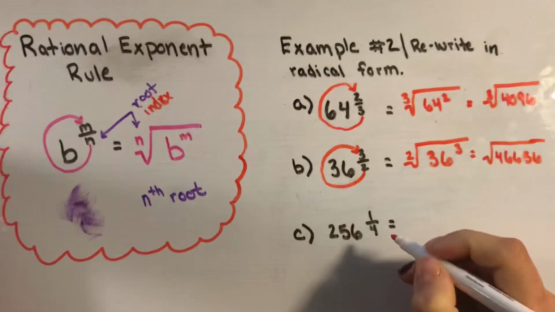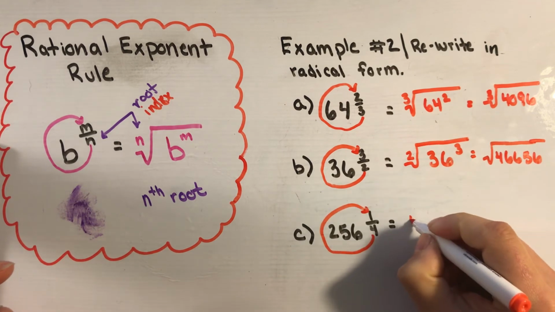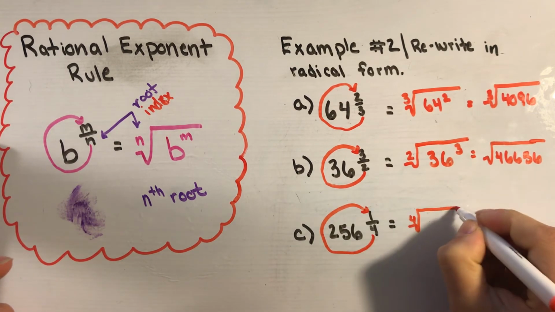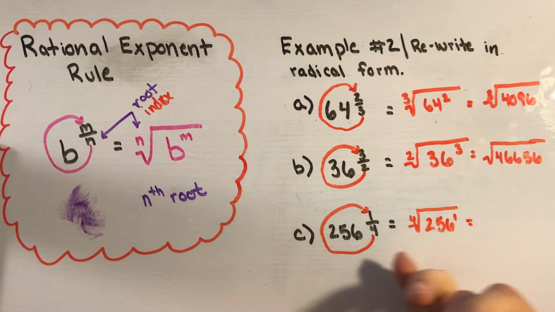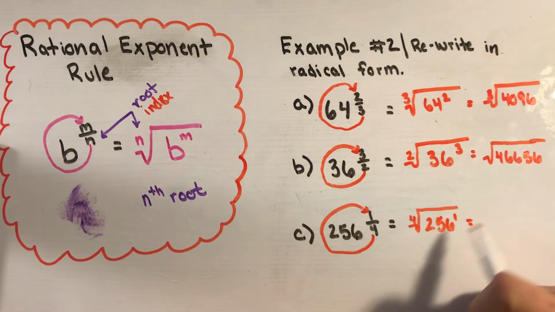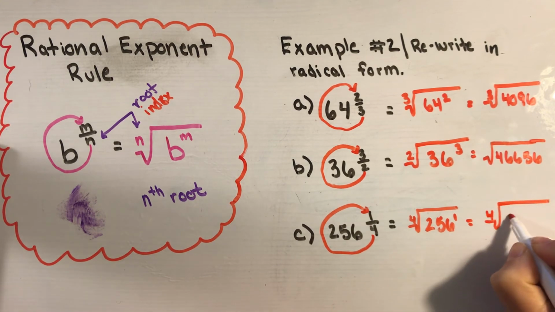Here we go, last one. So I'm going to loop that 4 around. I'm going to start with my bottom. I'm going to have the fourth root of 256 to the first power. Well, the only thing that I can get rid of is that to the power of 1. So the fourth root stays. I get 256.